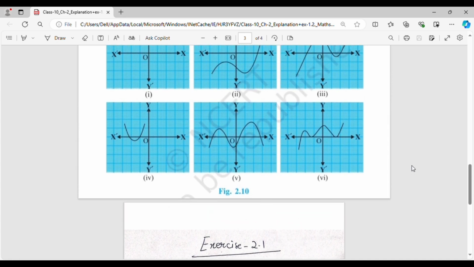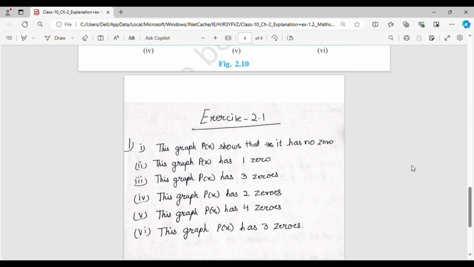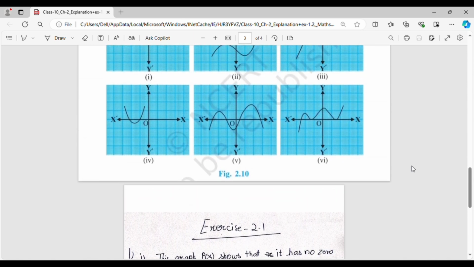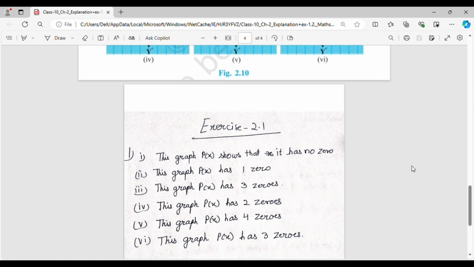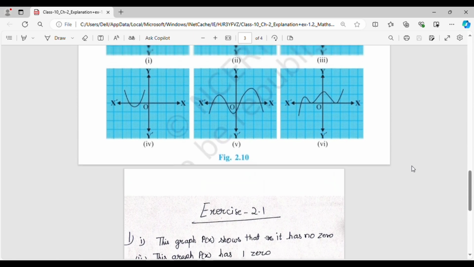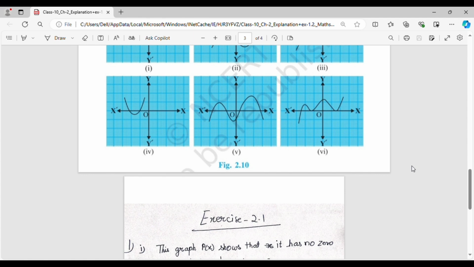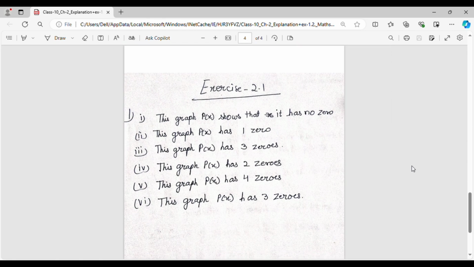Fourth part, here the graph is in the shape of a parabola, which we just discussed. Here you can see the graph is intersecting the x-axis at two distinct points. So p(x) has 2 zeros. Fifth part, in this graph, we can see that the graph is intersecting the x-axis at four distinct points. So the graph p(x) has 4 zeros. And the last part of this question, here we can clearly see the graph is intersecting the x-axis at three distinct points. So the graph p(x) has 3 zeros.